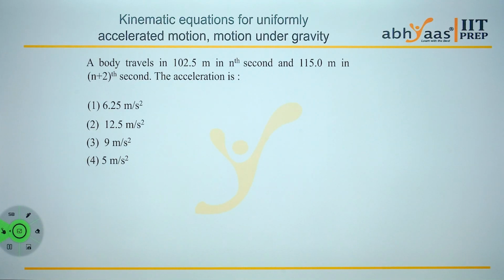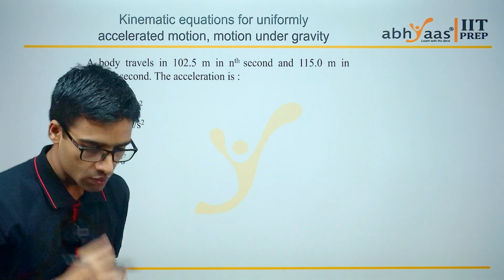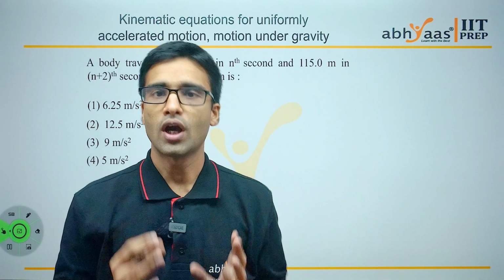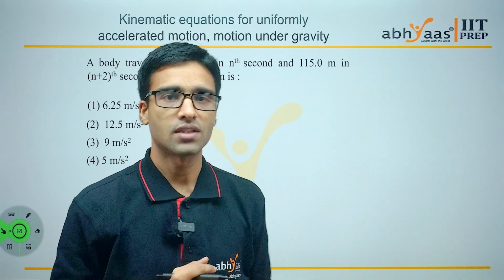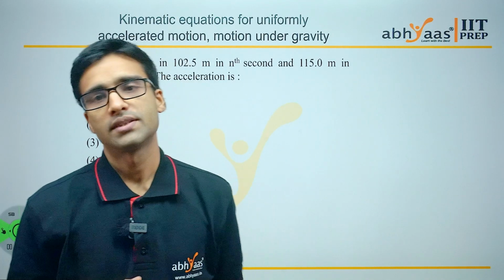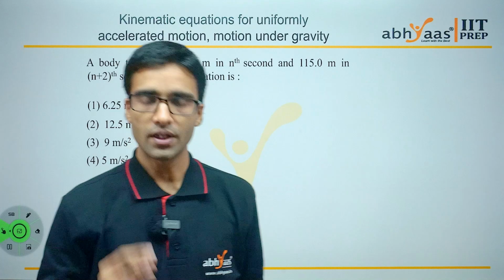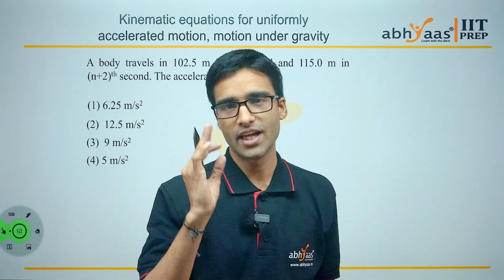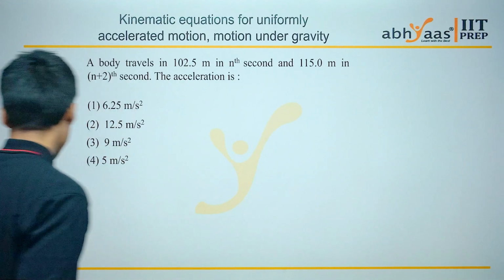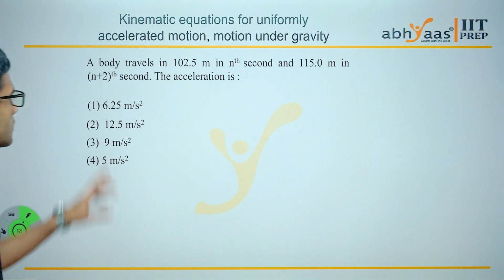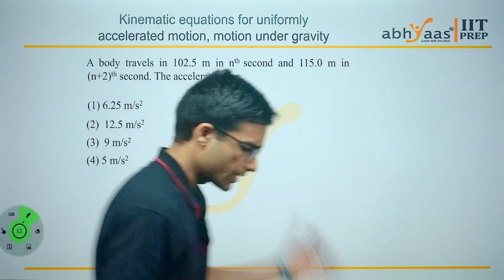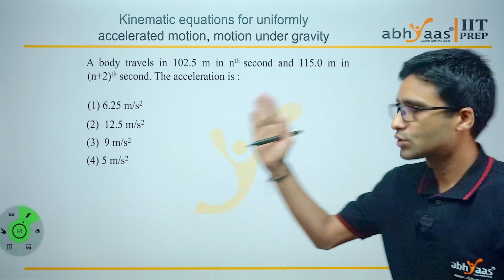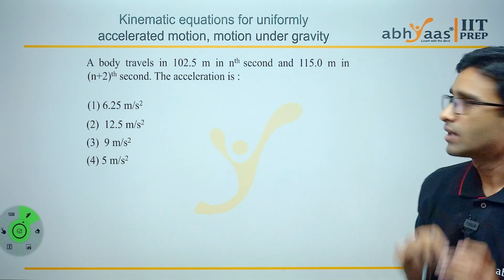Here a body travels. Now we are using another concept, kinematic equation problems. We already discussed the 4 kinematic equations: v equal to u plus at, s equal to ut plus half at square, v square minus u square equal to 2as, and s equal to u plus a into n minus half. First, try to understand the problem. In n seconds it is covering 102.5 meters. In n plus 2 seconds it is covering 115 meters.